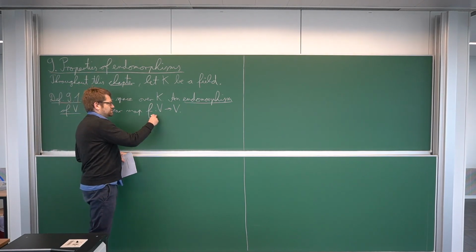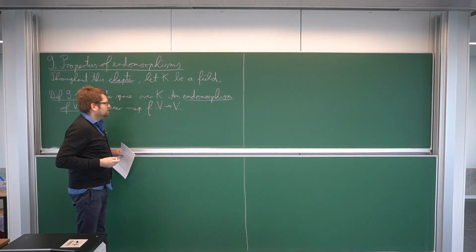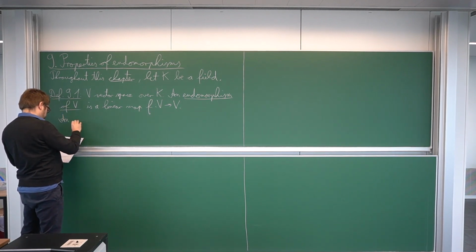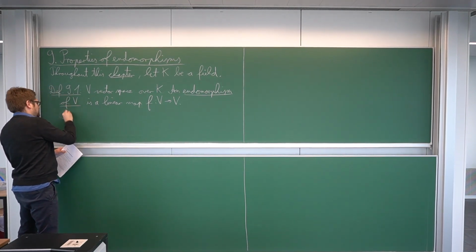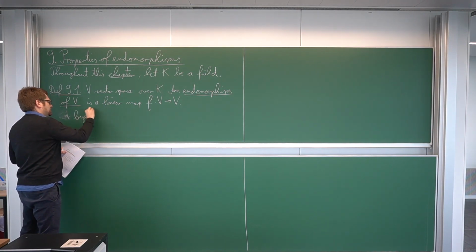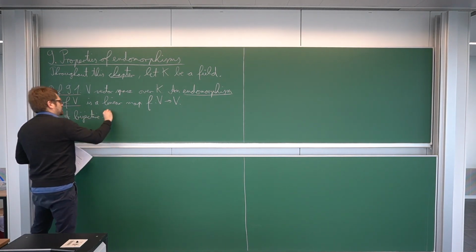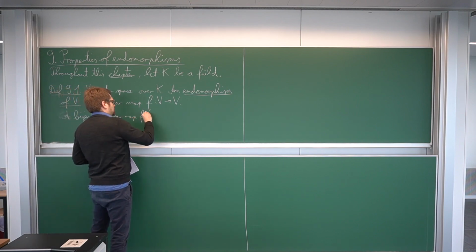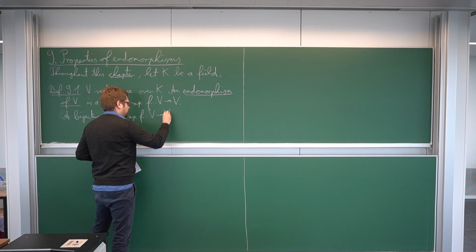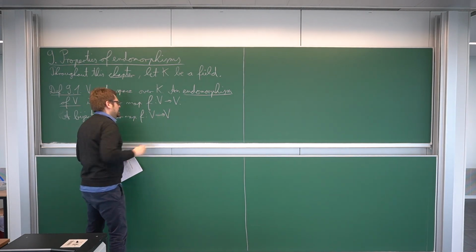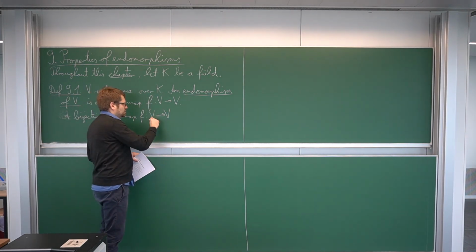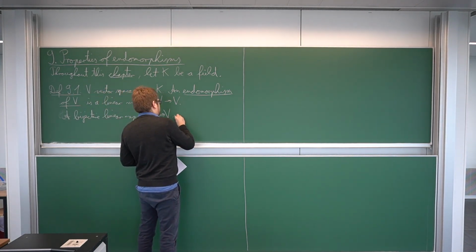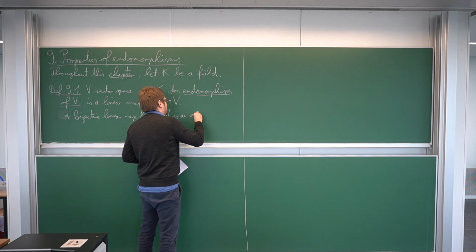So we just have one vector space and stay within this space. Now one more term, a bijective linear map going from V to V. So a bijective linear map is what we call an isomorphism. Now in this special case that we have an endomorphism, so that domain and codomain are the same, this is called an automorphism.